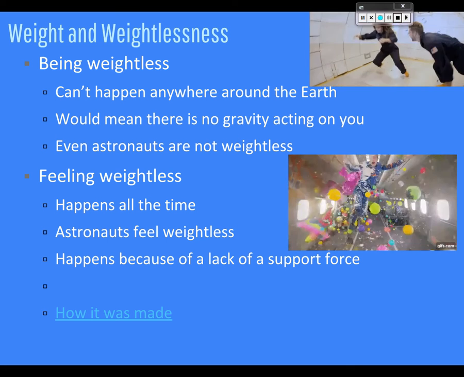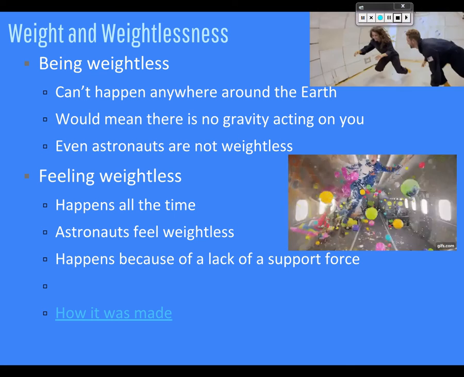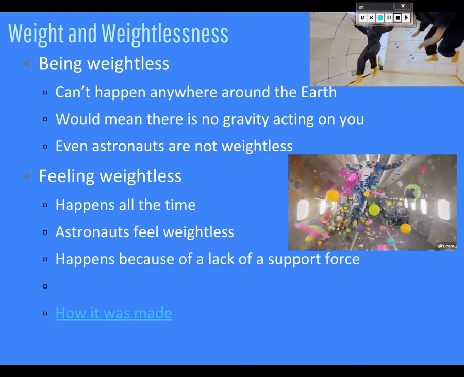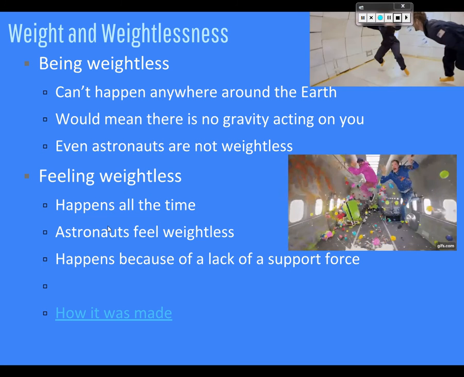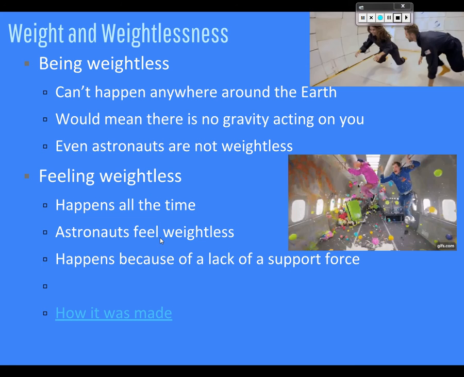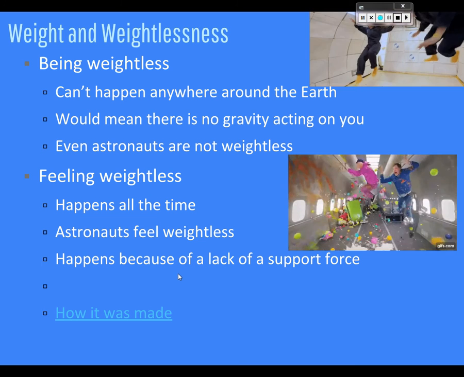Now, sometimes you can feel weightless. You jump up on a trampoline, you're up in the air, you feel weightless for a few moments. But that doesn't mean that gravity stops acting on you. Okay, you can feel weightless all the time. Jump up on a trampoline, jump off the side of a building, go skydiving. You can feel weightless. Astronauts feel weightless, but they're not actually weightless.